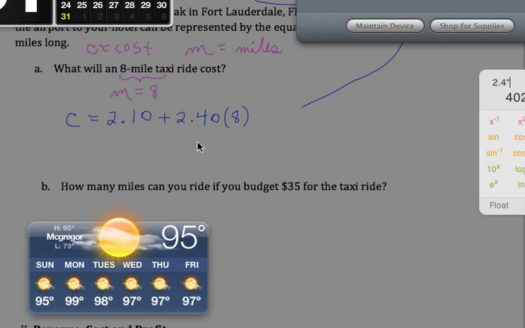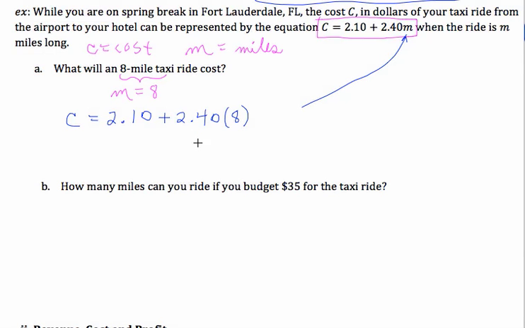So on my calculator, 2.4 times 8 is 19.2. So we have 2.10 plus 19.2. Let's see, the 0.10 and the 0.2, this has two decimals, this doesn't. You can write a 0 there if it makes you happier. Right? So 0.10 plus 0.20 is 0.30. And 19 plus 2 is 21.